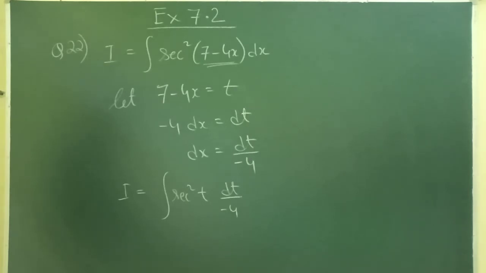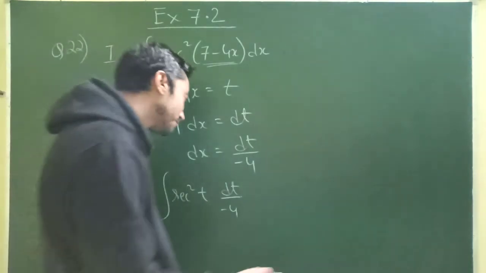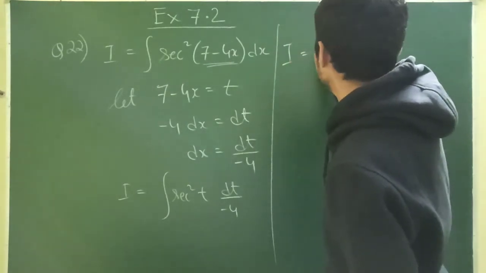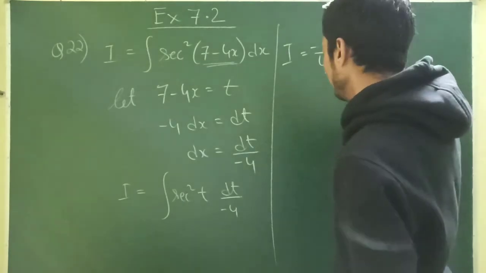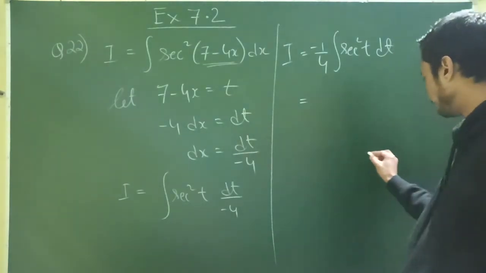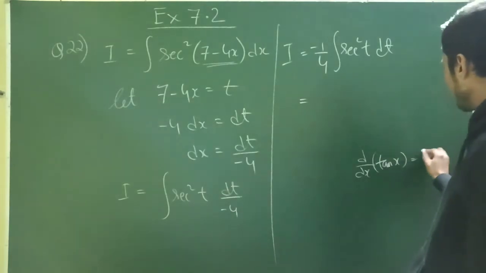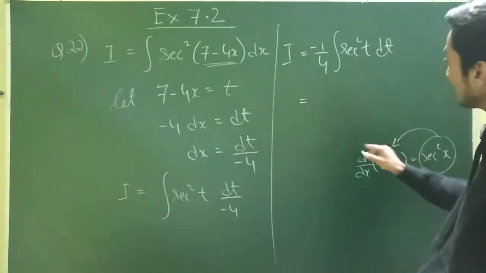Do we have or not? Think. Actually we don't have, or we have. It's very confusing with the differentiation formulas. We do have it, so I is equal to minus 1 by 4 integral of sec square t with respect to t. For that, again differentiation: what was the derivative of tan x? The derivative of tan x was sec square x. That means the integral of sec square x will be tan x.